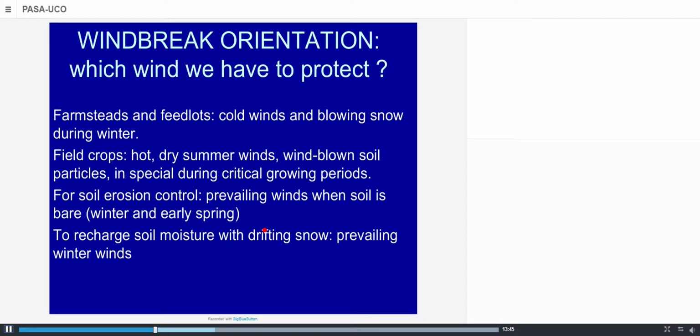For field crops, we might be worried about hot, dry winds or wind-blown soil particles, especially during critical growing periods. For soil erosion control, we have to consider the prevailing winds when the soil is bare, and that happens usually during the winter and early spring. If we want to recharge soil moisture with drifting snow in very cold areas, we should consider the prevailing winter winds.